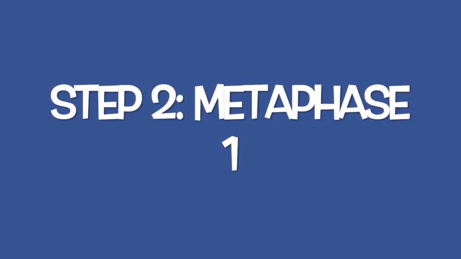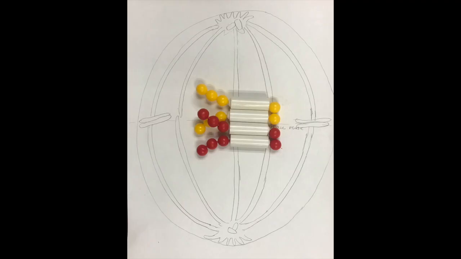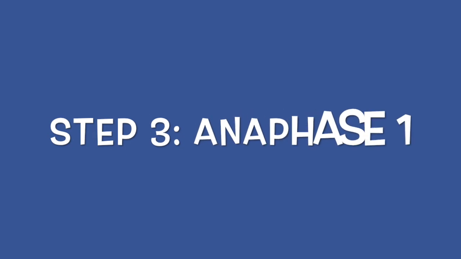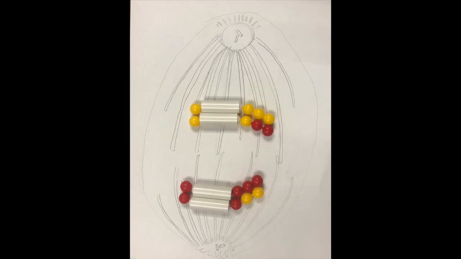In metaphase 1, the pairs of homologous chromosomes line up across the metaphase plate. Together, the chromatids from a homologue attach to one kinetochore microtubule from one pole, and the chromatids from the other homologue attach to the other opposite pole of microtubules. In anaphase 1, the homologues move along the spindle apparatus to opposite poles of the cell.